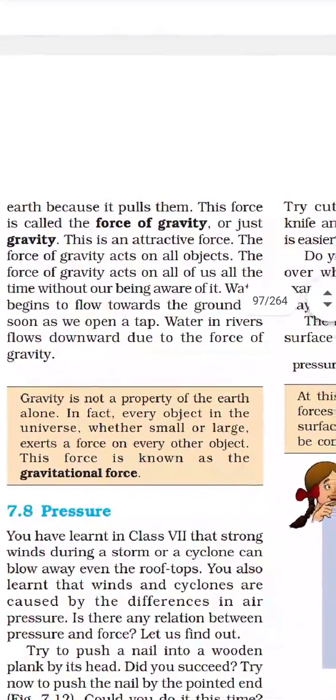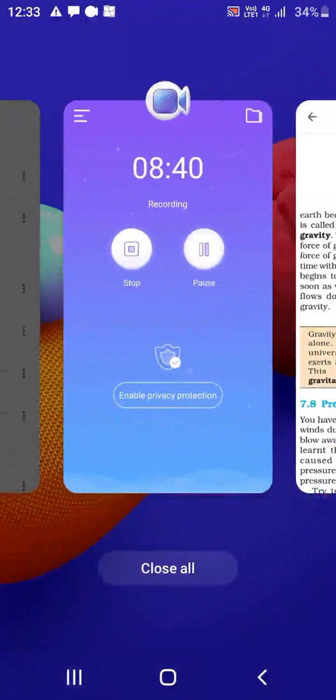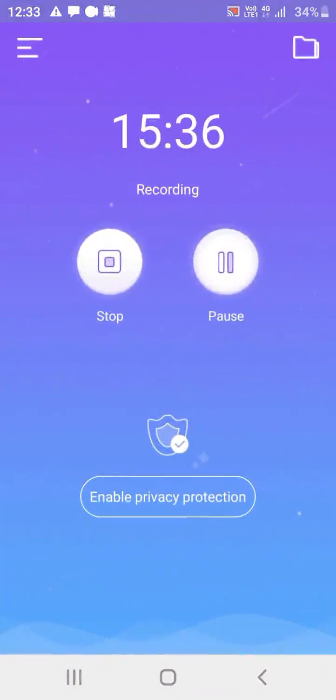These are all examples of non-contact forces.